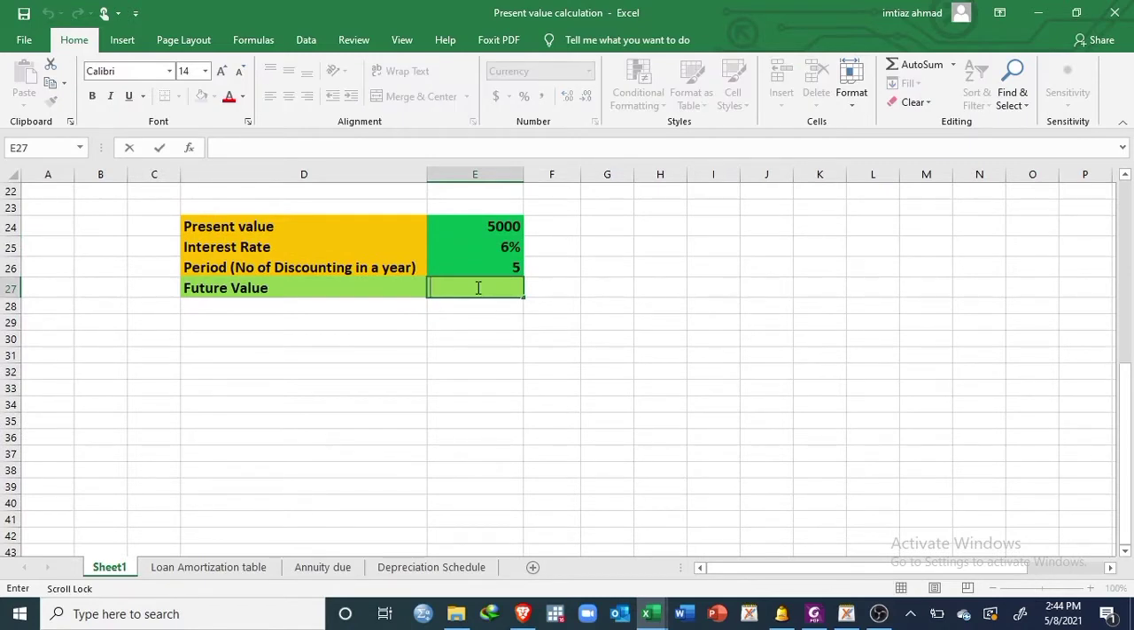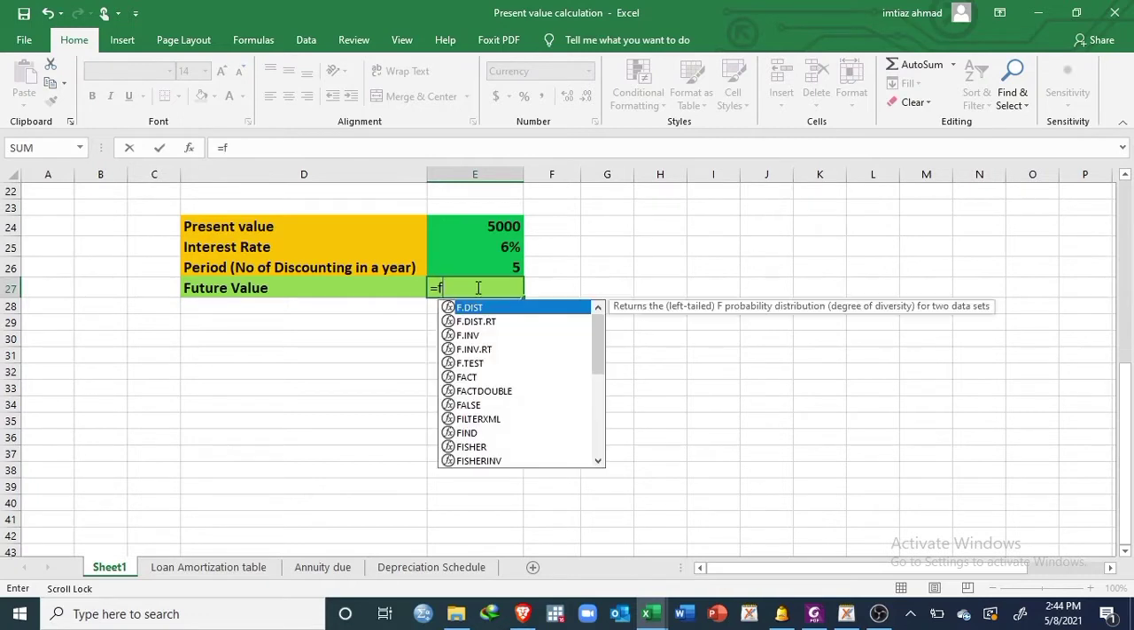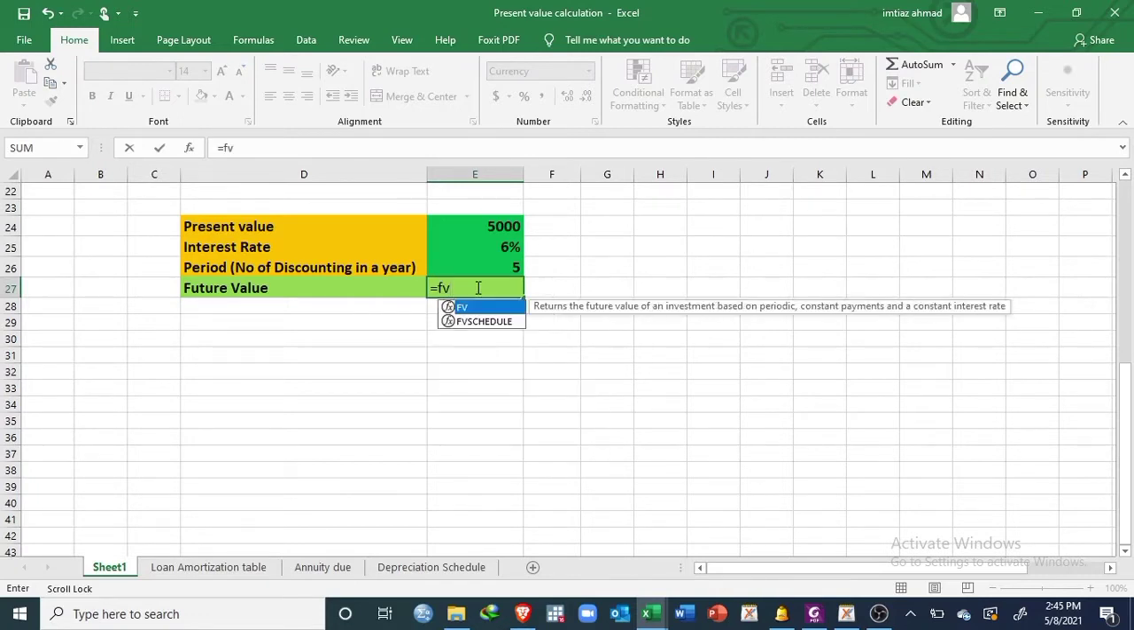Press equal button, then write FV, that refers to future value. Double click on the blue color link. It will activate the future value function. Fill these required information.